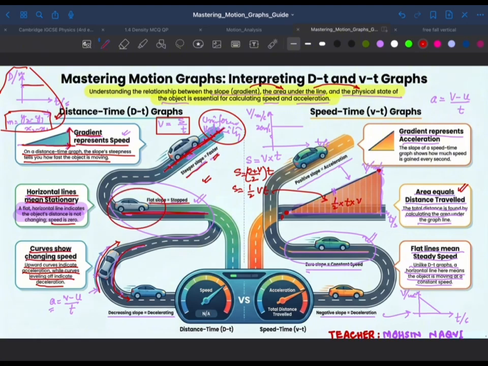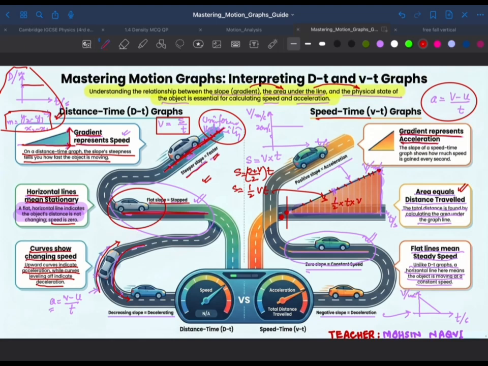On the other hand, if you consider the speed time graph, what will be the situation over here? You know that acceleration is the rate of change of velocity, and when you are talking about the rate of change of velocity, obviously the gradient of the speed time graph represents acceleration, because the velocity is changing. Suppose the velocity is zero over here, and with the passage of time the velocity is increasing uniformly.